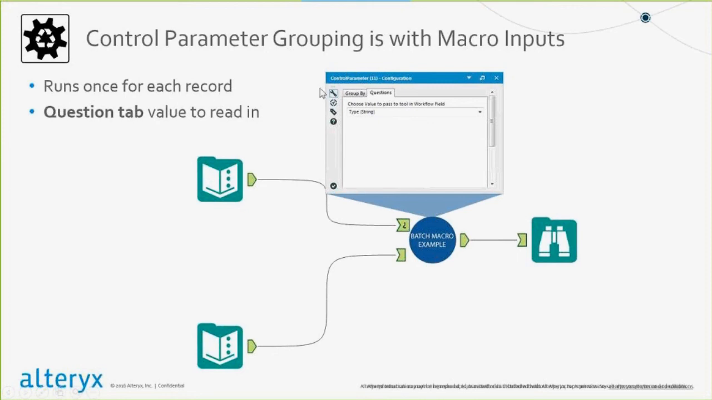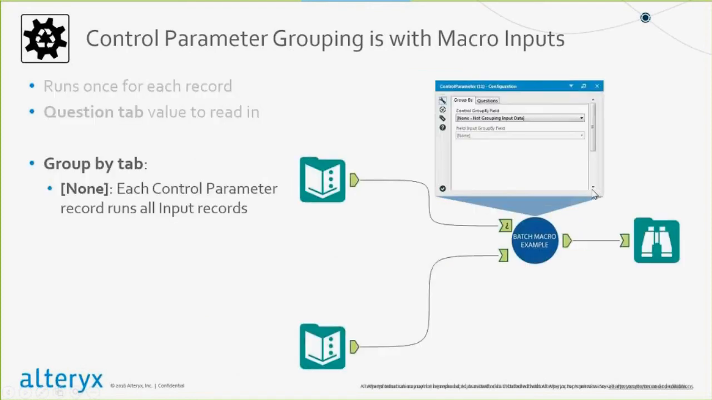First we have the question tab, and it chooses what value you want to read in. In this case, we have some field from this data set called type, and we want to read that into our batch macro. On the other tab, we have group by, which says, how do we want to group our data coming into this record, either for the control group or the field input? I know this may seem a little hazy yet, but it'll be better defined once we get in the workflow. When you choose the group by tab, you can choose to group by nothing or group by a specific field. If you group by nothing, it'll tend to have a behavior of an append. If you group by something, it'll have the behavior of a join.